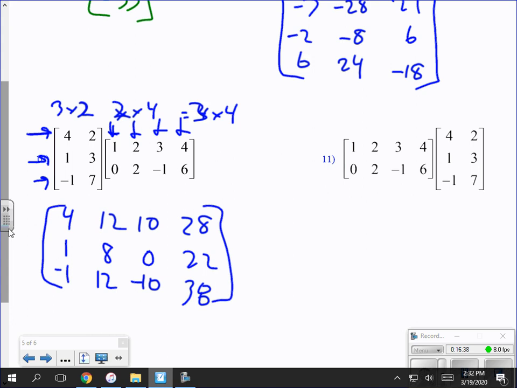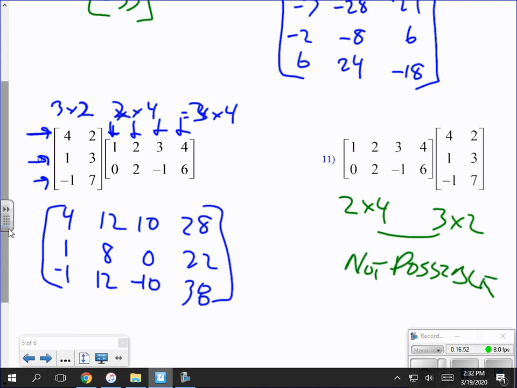And on this last example here, I have a 2 by 4 and a 3 by 2. These are not the same. It is not possible.